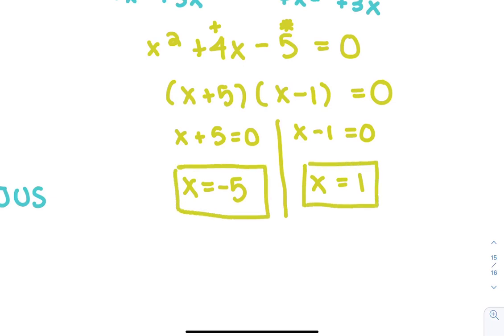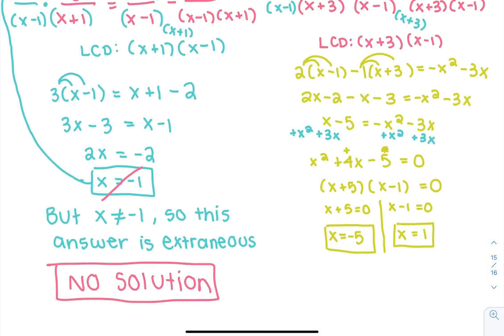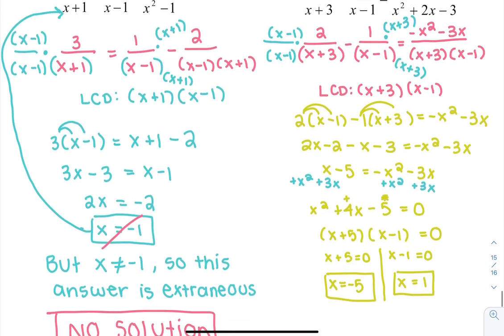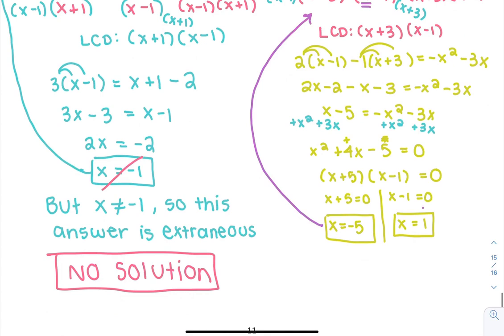Last thing we have to check is that we can plug these in. Go back up to your original. If I plug negative 5 into the denominators at the top, that's fine, right? There's never anything that's going to cancel out to make it 0. But if I plug in 1 right here, 1 minus 1 is 0, can't have that. So that one is extraneous. And my only solution is going to be x equals negative 5.